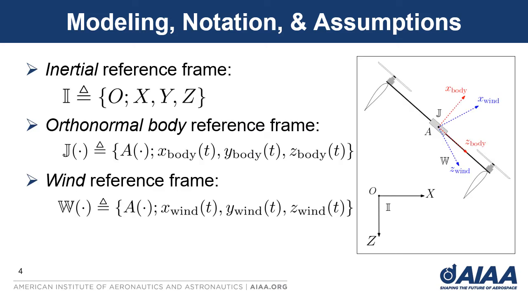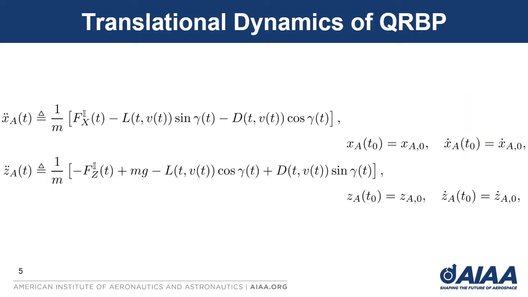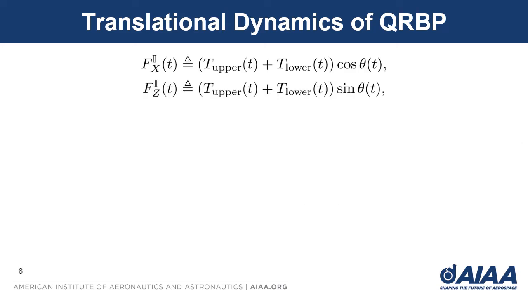Into some modeling and assumptions, we have the three reference frames listed on the left, and that allows us to define the pitch angle, theta, the angle of attack, alpha, the flight path angle, gamma, the position of the vehicle, T upper and T lower, which are the thrust forces produced by the upper and lower sets of propellers, and L, the moment arm. And as a result, we have the translational dynamic equations, where Fx is the x component of the thrust, we have the x component of the lift and drag, Fz is the z component of the thrust, mg is the weight, and we have the z component of lift and drag as well. So Fx and Fz are defined as shown.